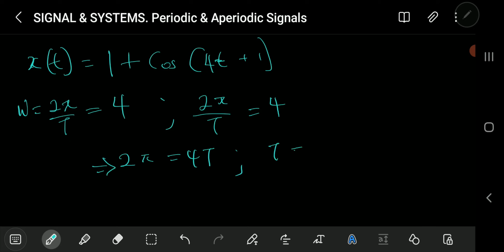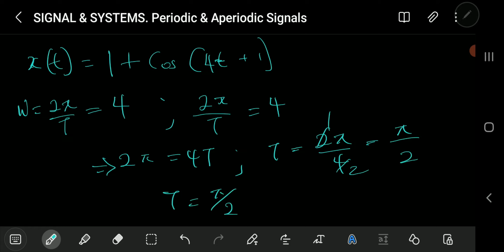So that means our t will be 2 pi over 4. And that's this one, and this is 2. This is going to be pi over 2. So that means the period for this particular signal is pi over 2. So that is it there.